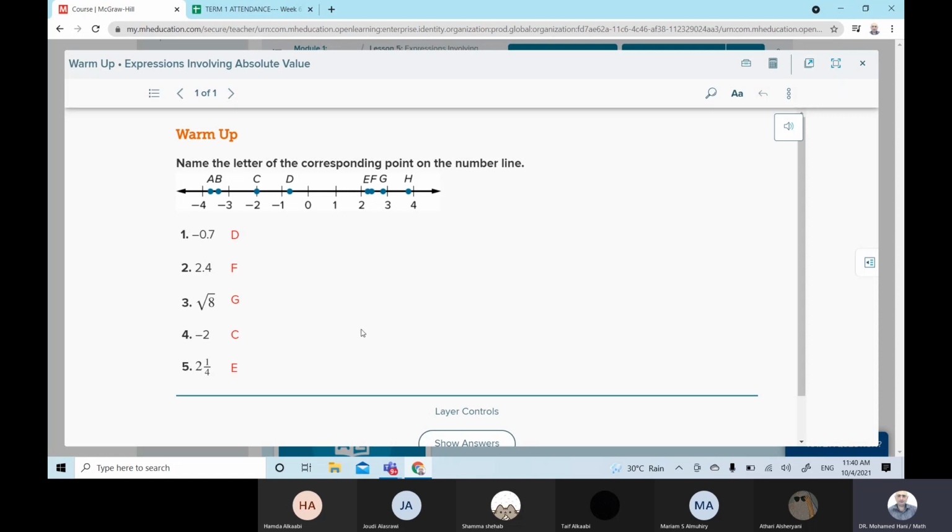Check with me. As you see here, minus 0.7 will be D. Great answer for all. And 2.4 will be F. Great. And radical 8 is between 2 and 3, but nearest to the 3, so it will be G. And minus 2 will be C. And 2 and 1 over 4 will be E.